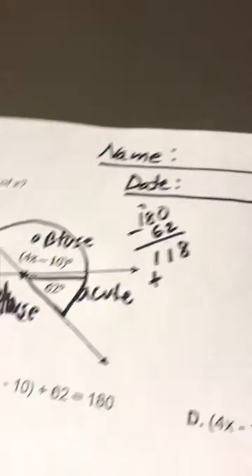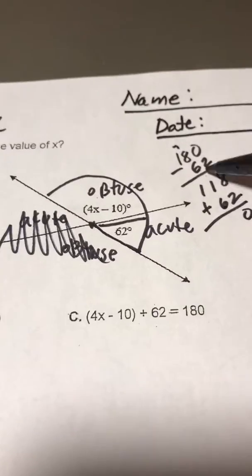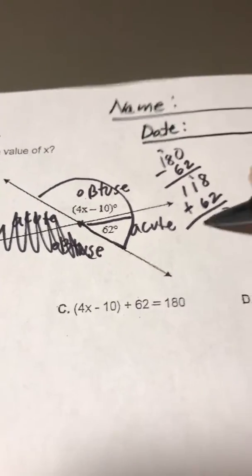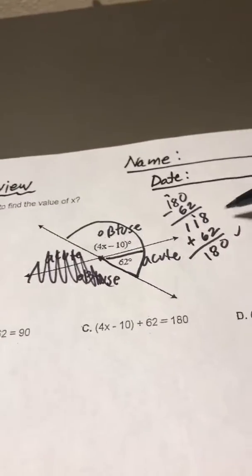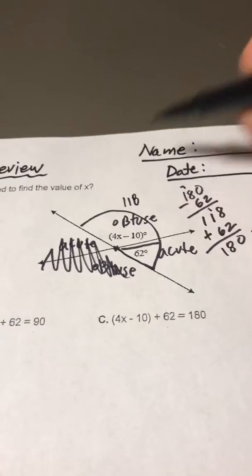So I'm going to actually add, oops, hold on one second, I lost my light. Okay, sorry about that. So I'm just going to add these two just to make sure I didn't make a mistake. Okay, 6, 7, 8. Okay, 180. So I know that this angle, the obtuse angle, is 118.